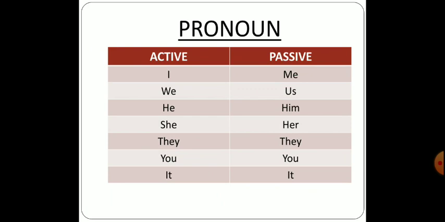So over here the table is given. You and it will remain the same. There will be no changes over there.